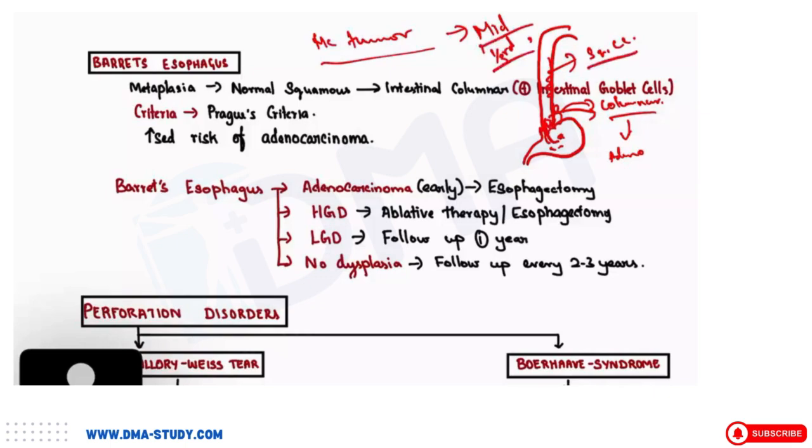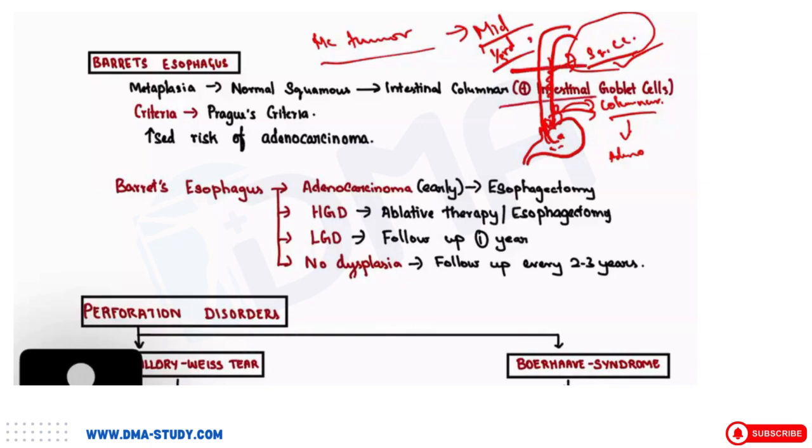So what could be the most common cancer if it is occurring in the mid 1/3? Lower 1/3? No, most common location is mid 1/3. If it is a mid 1/3, what is the most common cancer you can see in this condition? Squamous or adenocarcinoma? Adenocarcinoma is seen in lower 1/3. Which one is seen in the middle 1/3? Squamous cell carcinoma.